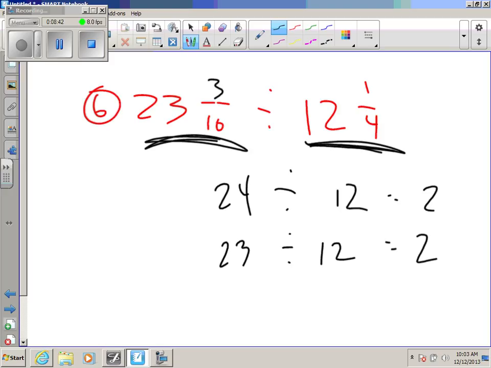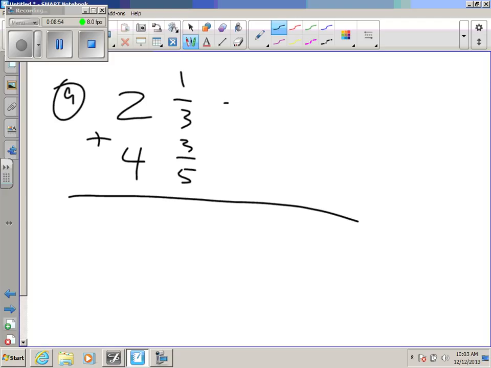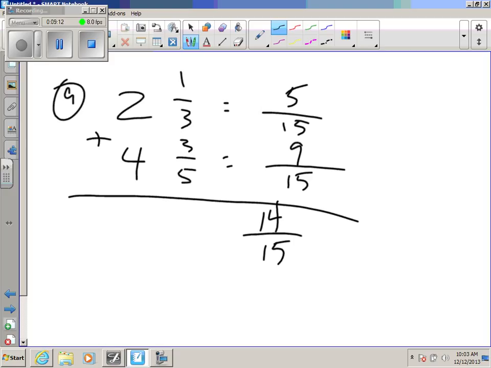Alex. Number 9. 2 and 1/3, 4 and 3/5. Common denominator between a 3 and a 5 is 15. 3 times 5 gives us 15. 1 times 5. 5 times 3. 3 times 3. So 5 plus 9. And 2 plus 4 is 6. Yeah, you gotta make sure you add the mixed number. Add the whole number in that mixed number.